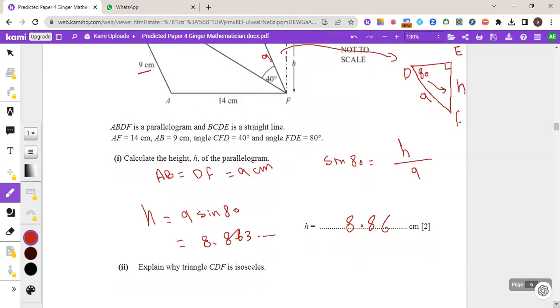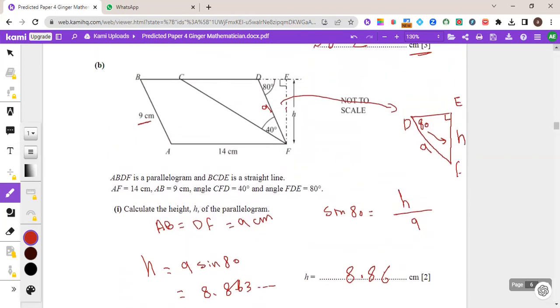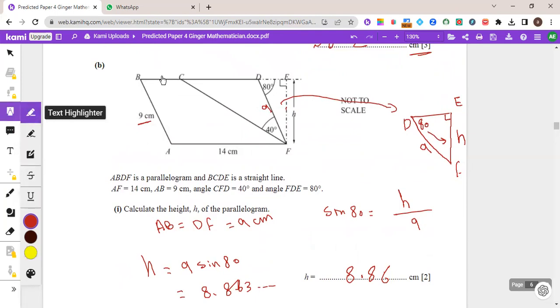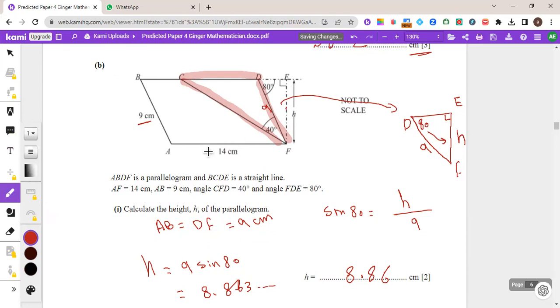Explain why triangle CDF is isosceles. Why is it an isosceles triangle? Triangle CDF, one minute, I will highlight it for you. This one, because the angle DCF is equal to 40, as the two sides are parallel. What is the measure of this angle? 180 minus 80, which is 100.